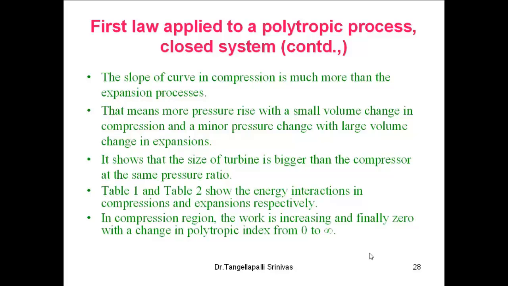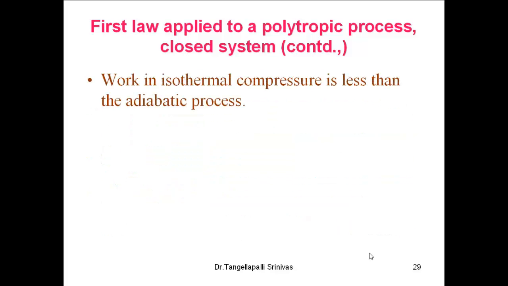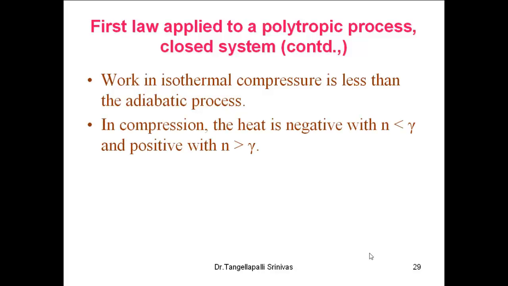In the compression region, the work is increased from a value and finally to 0, with the change in polytropic index from 0 to infinity. The work in isothermal compression is less than in the adiabatic process. That's why mostly design engineers prefer the isothermal compression process. But practically it is difficult. That's why they use intercoolers between the multi-stage compressors. In compression, the heat is negative with n less than gamma, and positive with n greater than gamma. Thank you.